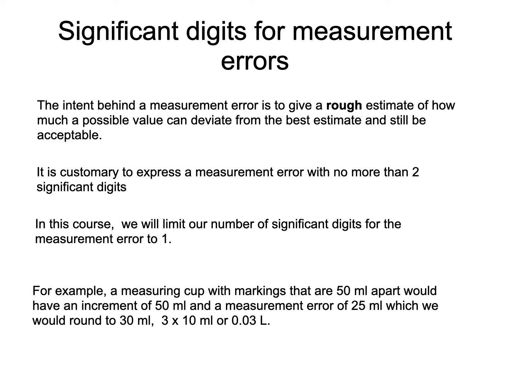For example, a measuring cup with markings that are 50 milliliters apart would have an increment of 50 milliliters. Dividing 50 milliliters by 2 leads to 25 milliliters for the measurement error. 25 milliliters has 2 significant digits. To reduce this number to 1 significant digit means that 25 milliliters is rounded to 30 milliliters, preferably expressed as 3 times 10 milliliters or 0.03 liters.